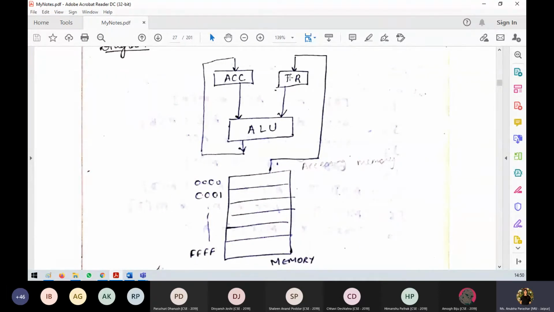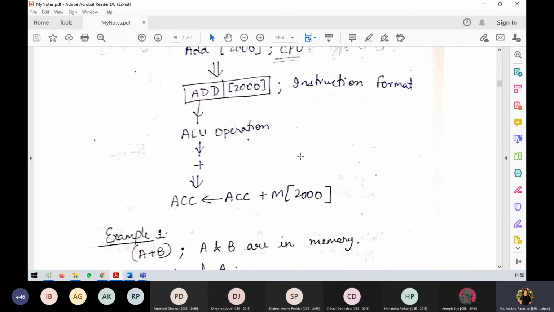Otherwise, if the value or data is already there in the temporary register and accumulator, then it will be processed immediately. So, could you explain the example one more time, ma'am? Yes.